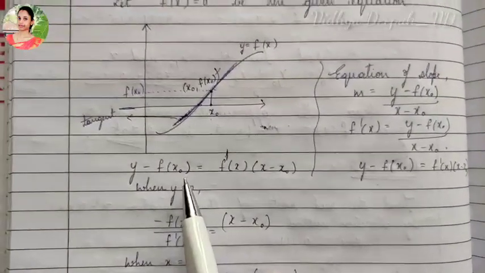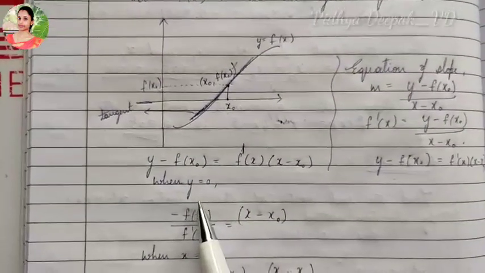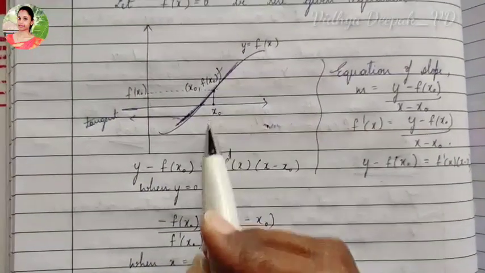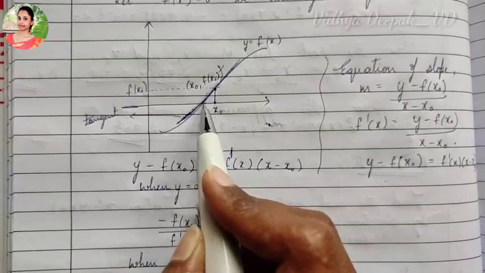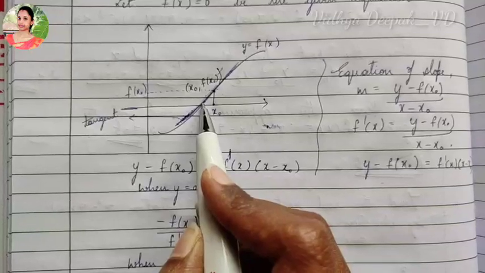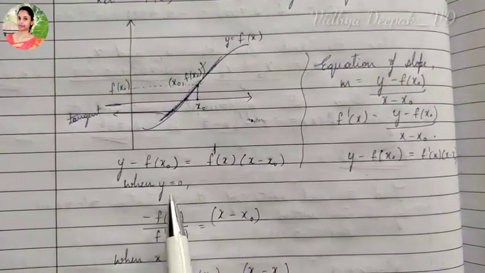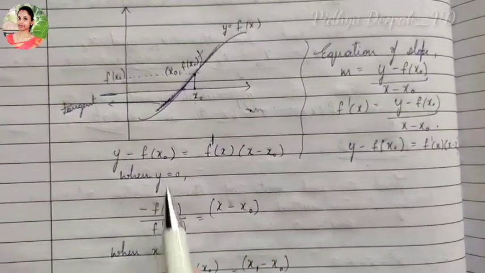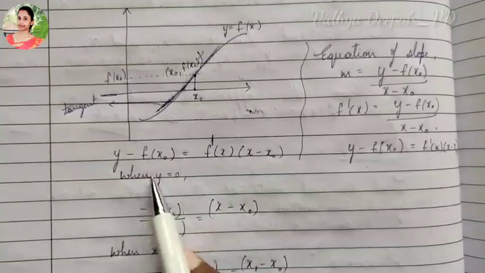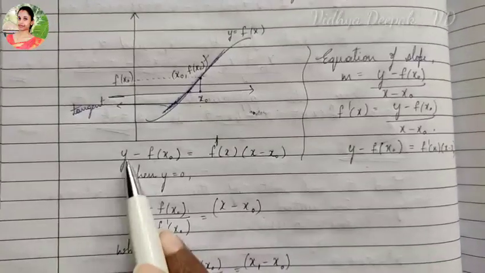Now, when y is equal to 0, what happens? When I get the root on the x-axis, the y coordinate will be 0, right? So if I consider that case, I can take y is equal to 0. When y is equal to 0, this equation becomes minus f of x0 equals f dash of x0 into x minus x0, and I bring f dash of x0 to the other side. y is 0 here, right?